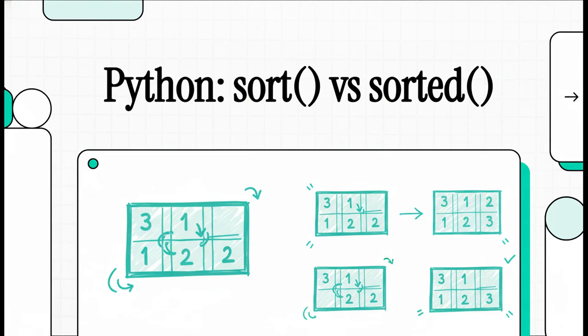Sooner or later, every single one of us who writes Python hits this exact problem. You've got a list, and you need it in order. Sounds simple, right? But then you're at a fork in the road. Do you use sort or sorted? They sound almost identical, but choosing the wrong one can permanently change your data. So let's settle this sorting showdown once and for all.